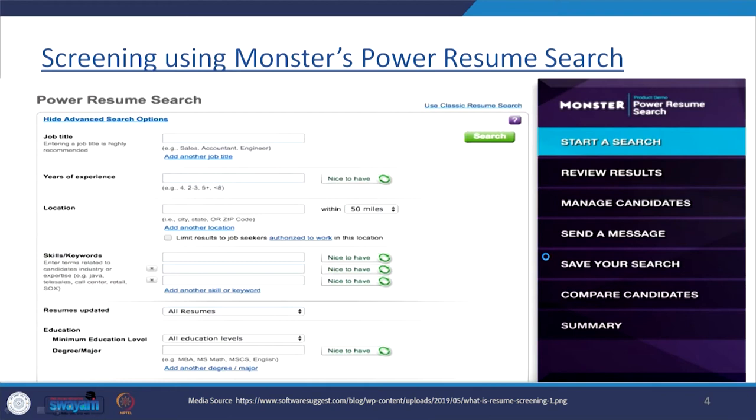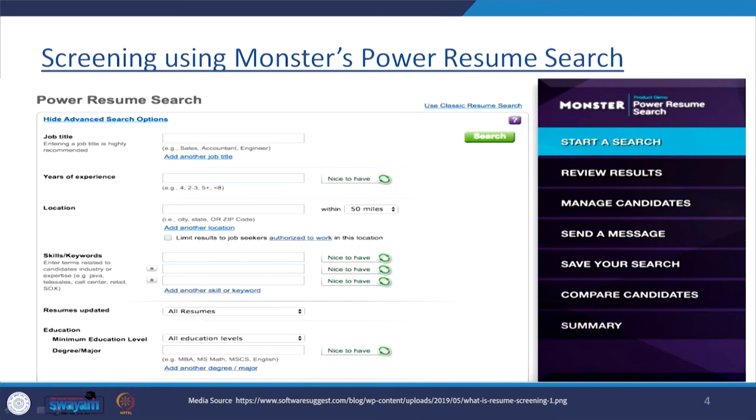When we are talking about screening using Monster's Power Resume Search, here we talk about the job title. What is the job title? Then years of experience: what type of experience do you have, and how many years?